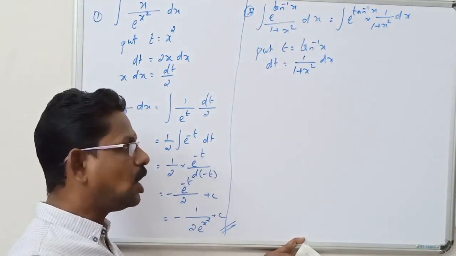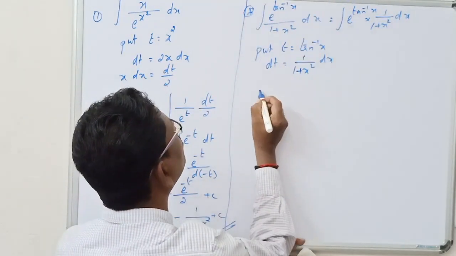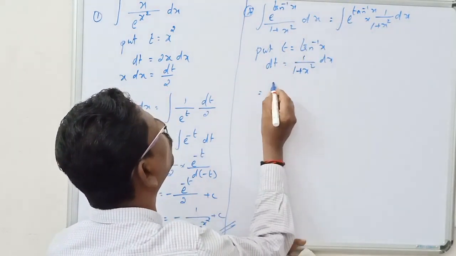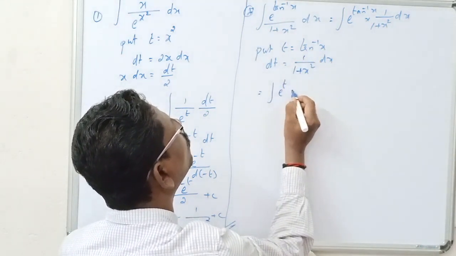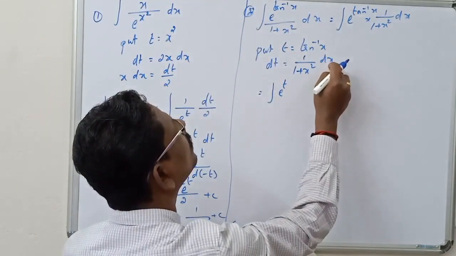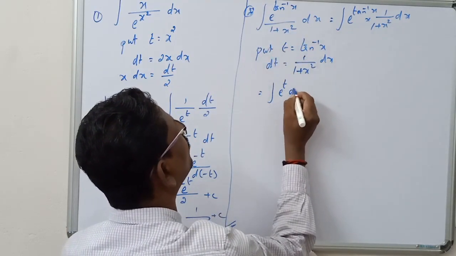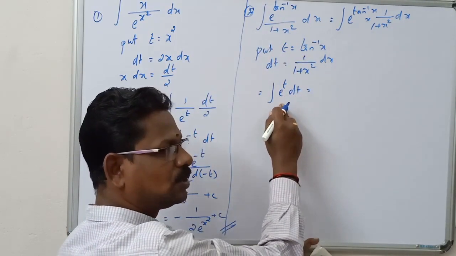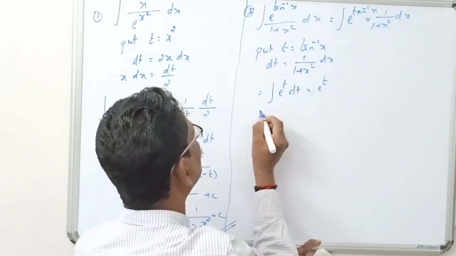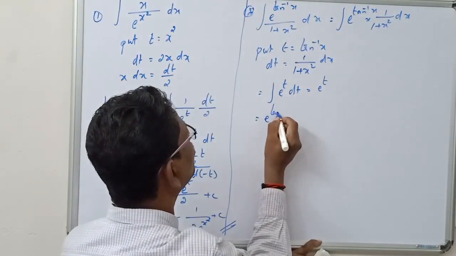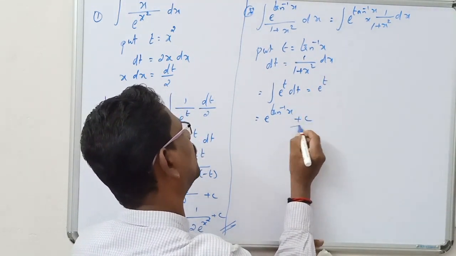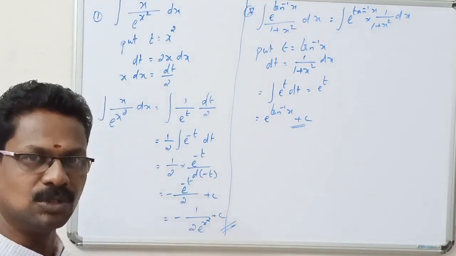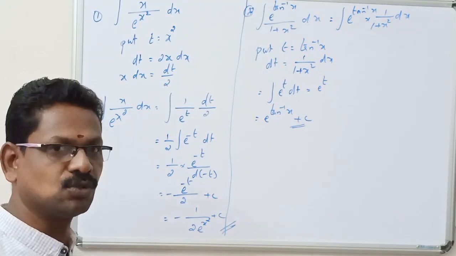Splitting that term, now substitute. This is equal to the integral of e power t into 1 by 1 plus x square dx, which is dt. Simple. The integration of e power t is e power t. Therefore the answer is e power tan inverse x plus c, substituting the value of t. That's all. This is another composite function, and you see substitution is there.